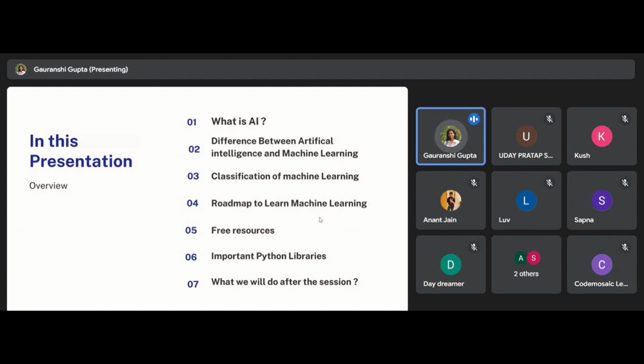In this presentation, we will be covering what AI is and the difference between AI and machine learning, which I've seen many students are confused about. I will also cover the classification of various machine learning techniques, the roadmap to learn machine learning, how you can learn through various free resources available on the internet, the important Python libraries, and what we will do after this session.